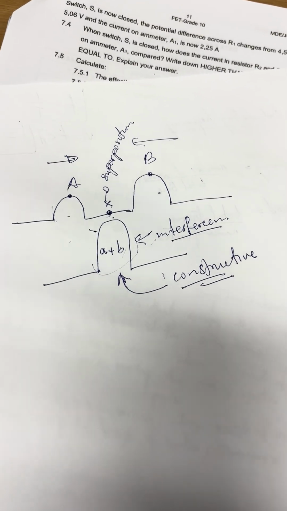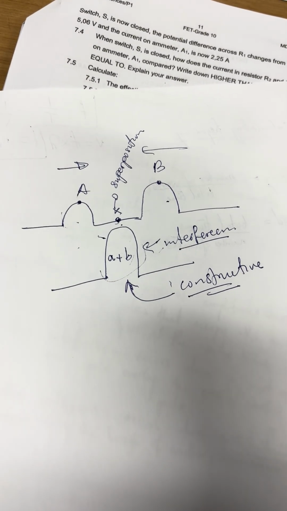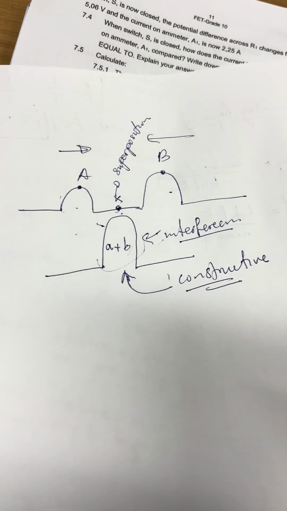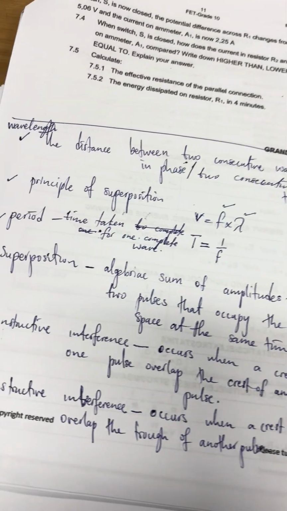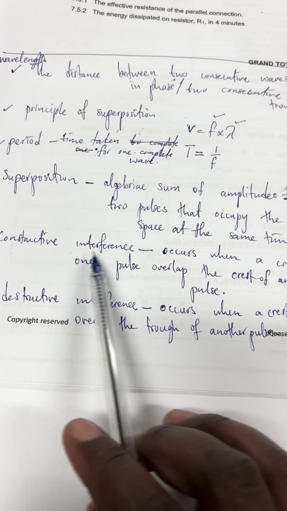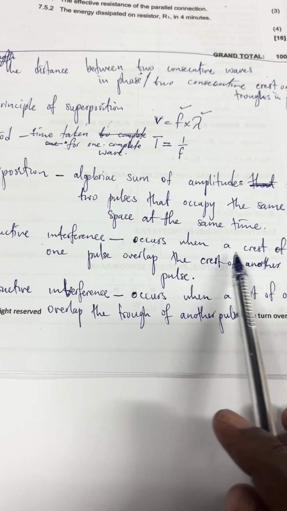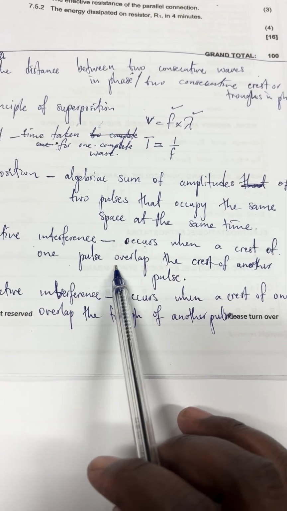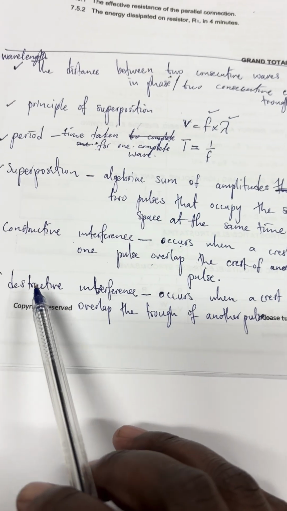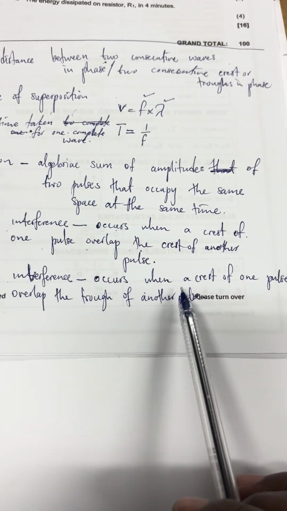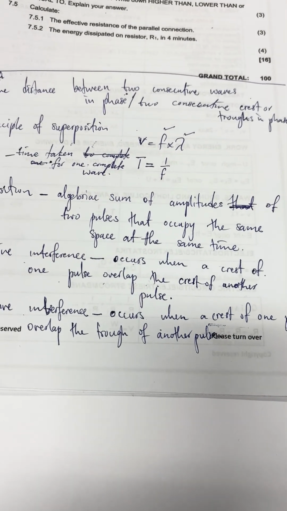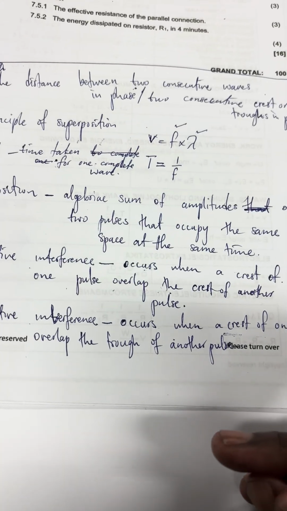So it is always important when you work with waves that you understand the principle of superposition, constructive interference, and destructive interference. And you want, even in definition, that constructive interference occurs when the crest of one pulse overlaps the crest of the other pulse. And then destructive interference will occur when the crest of one pulse overlaps the trough of another pulse.